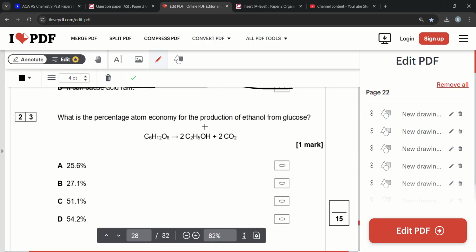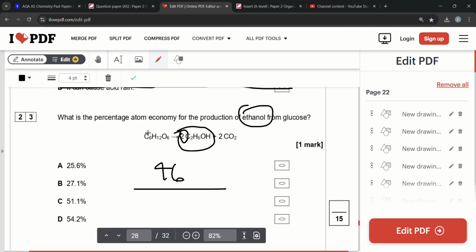What is the percentage atom economy for the production of ethanol from glucose? Final question. Percentage atom economy is the Mr of desired products over the Mr of all reactants. Ethanol is my desired product, so its Mr is 12 plus 12 plus 5 plus 16 plus 1. We also need to take into account the moles. So 12 plus 12 plus 5 plus 16 plus 1 is 46. So it's going to be 46 divided by the Mr of all reactants.